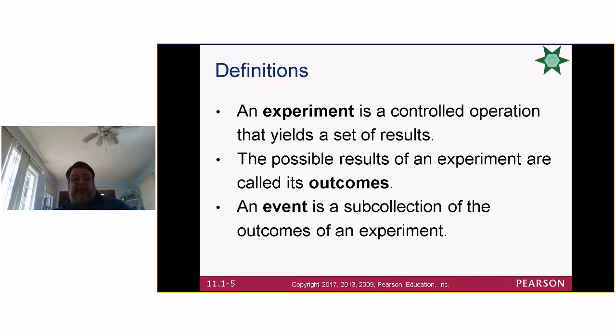And then an event is a collection of outcomes. That means if I did 10 trials of the mouse running through the maze, and I wrote down the times of those 10 trials, then that's an event. Those 10 trials, you put them together, that's an event. Okay?